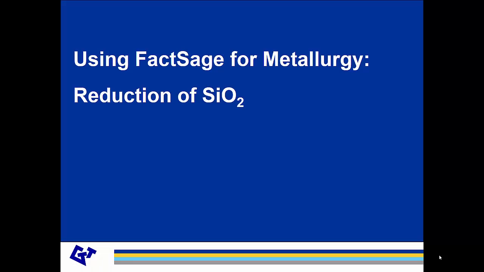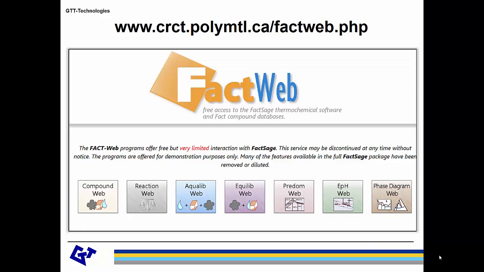FactSage is already widely used for modeling metallurgical processes. This demonstration shows an example for the strength of thermochemical software in metallurgy. It is shown under what conditions silicon dioxide can be reduced in a carbothermal process.